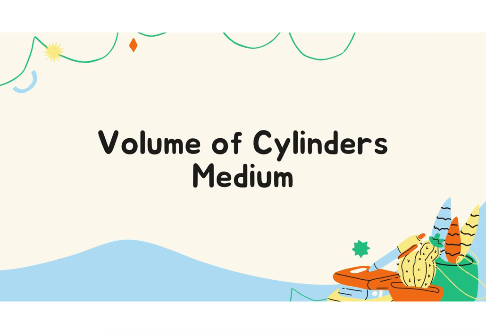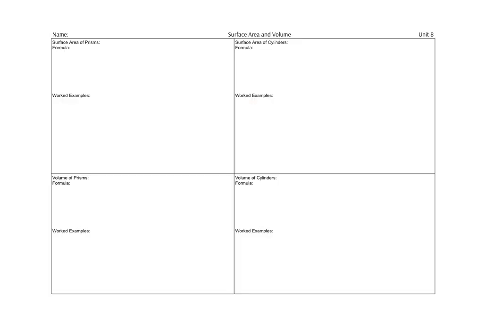Here is our fourth and final topic for Unit 8, the volume of cylinders. This is our medium video. For your notes, they will be in the lower right-hand corner. Just like before, we have the spot for you to put the formula for that, and then I've got a couple worked examples for you. If you run out of space, there is space on the back. Just make sure you label it so that you can go back and refer to it at a later time.